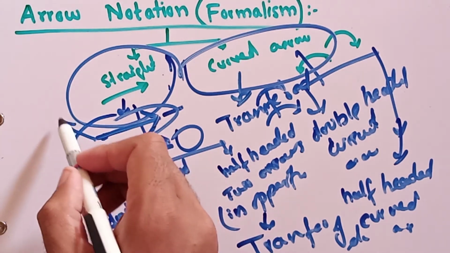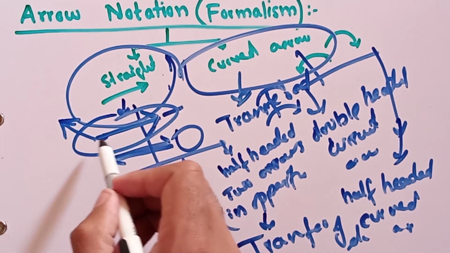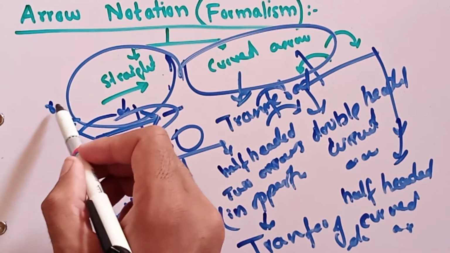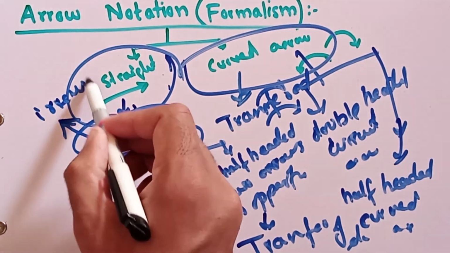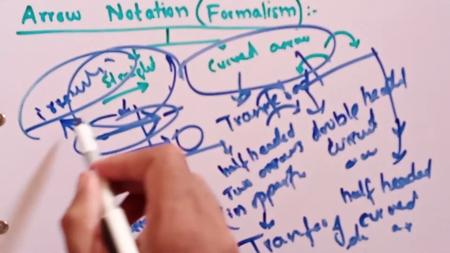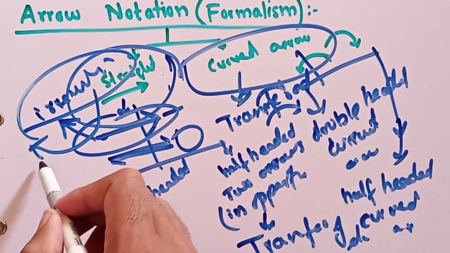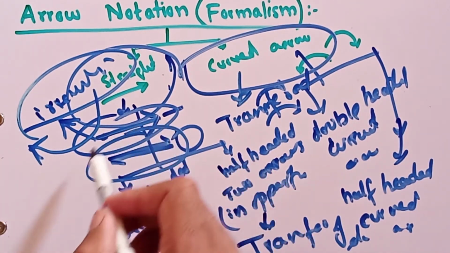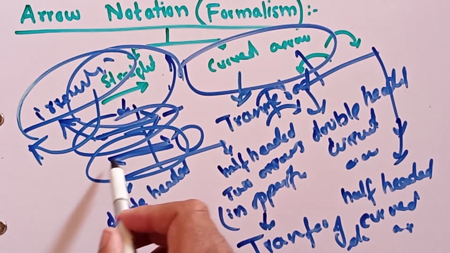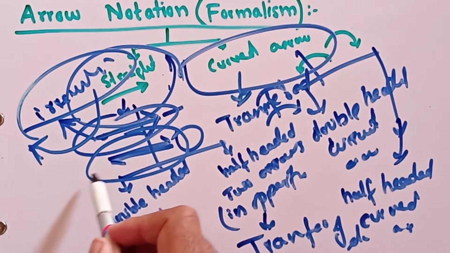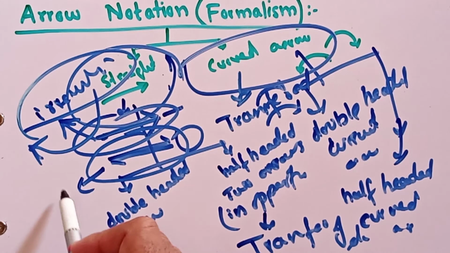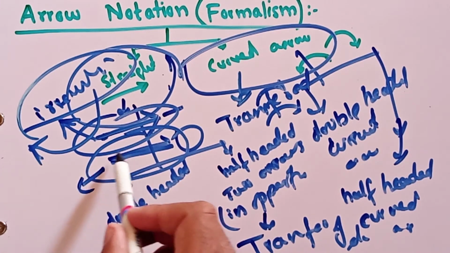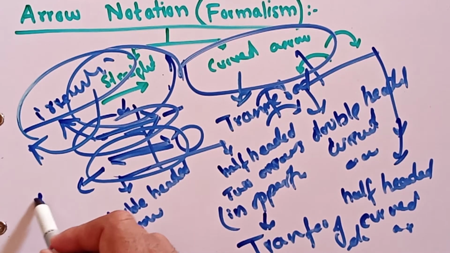This arrow means that this reaction is irreversible, meaning only product can form, but product cannot convert into reactant again. But the double arrow, or you can say the half-headed double arrow in opposite directions, means that this arrow is used for reversible reactions.